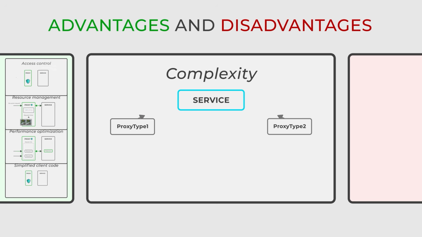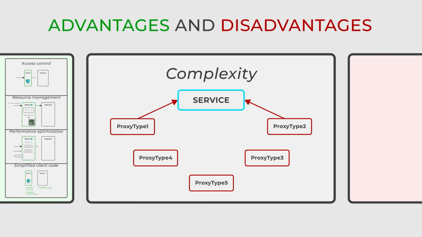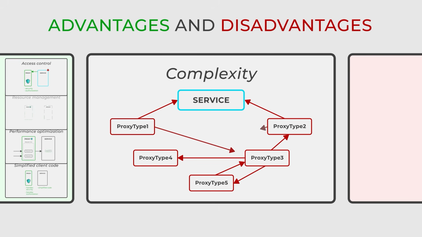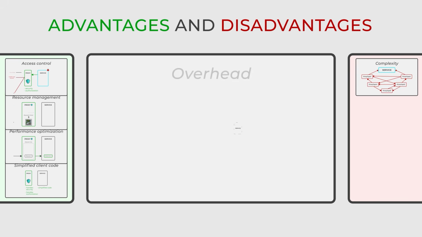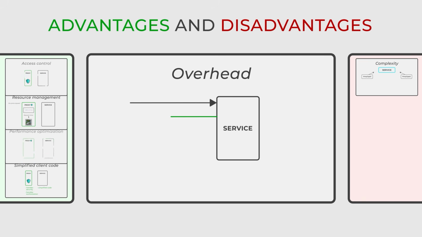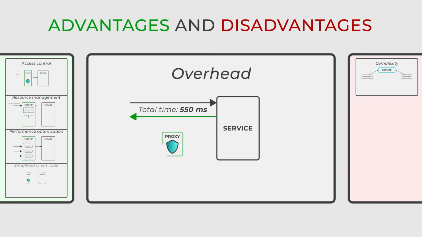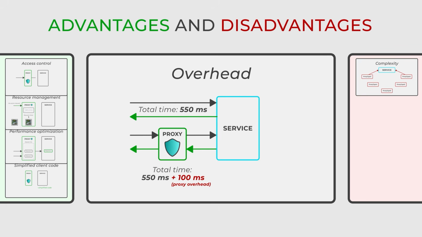The introduction of the proxy pattern can lead to increased complexity in the system. This is particularly evident when managing various types of proxies and understanding their interactions, which can become a challenging task. Moreover, as proxies add an extra layer of indirection, there is a potential for a slight performance overhead, though this is typically outweighed by the performance benefits in most scenarios.